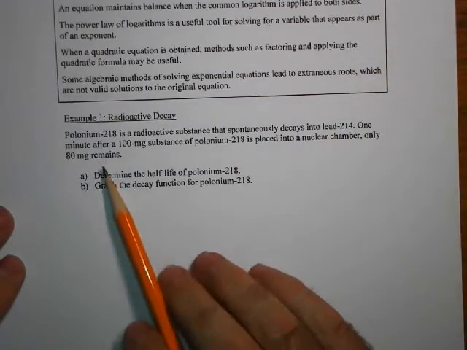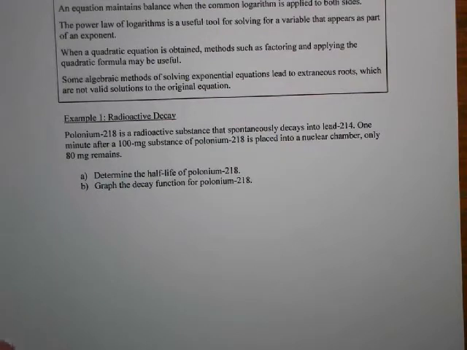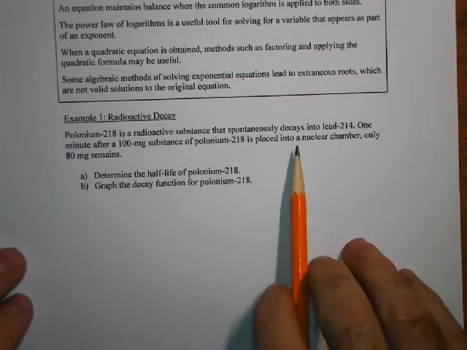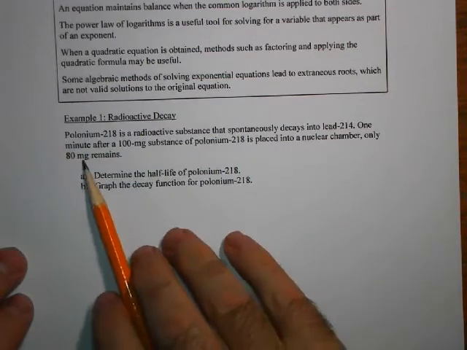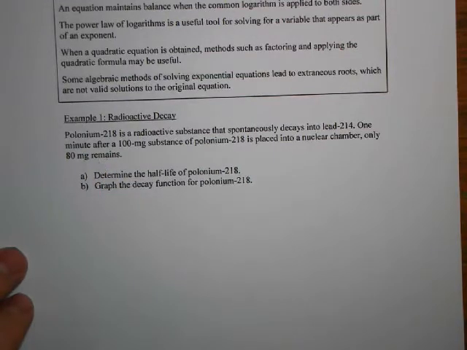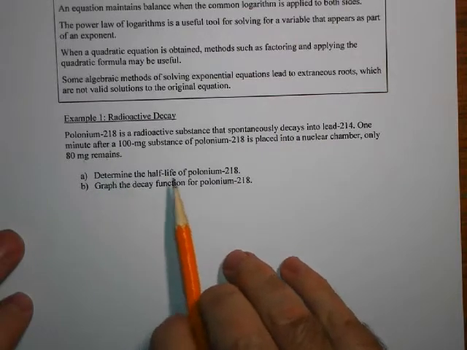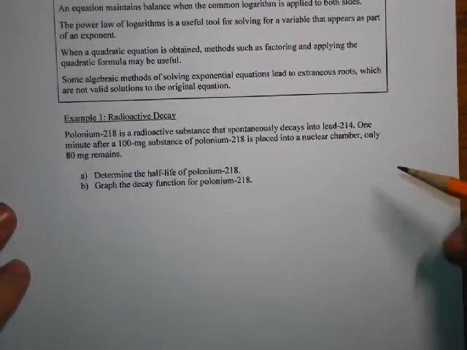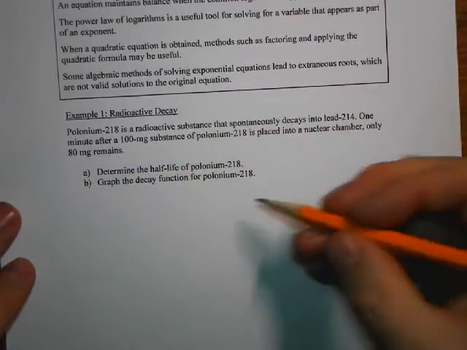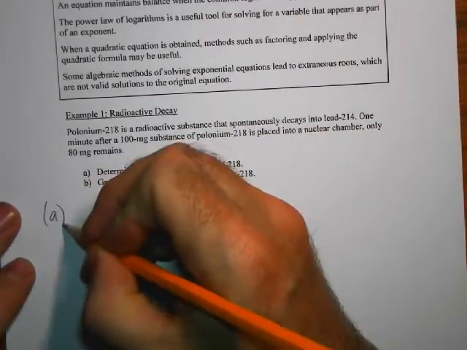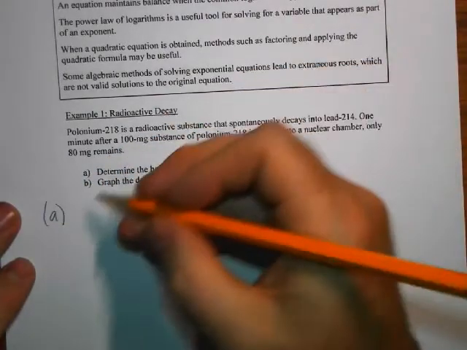Polonium-218 is a radioactive substance that spontaneously decays into lead-214. 1 minute after a 100 milligram substance of this is placed into a nuclear chamber, only 80 milligrams remain. Determine the half-life. So I'm going to start off with the basic equation, which uses the generic variables.